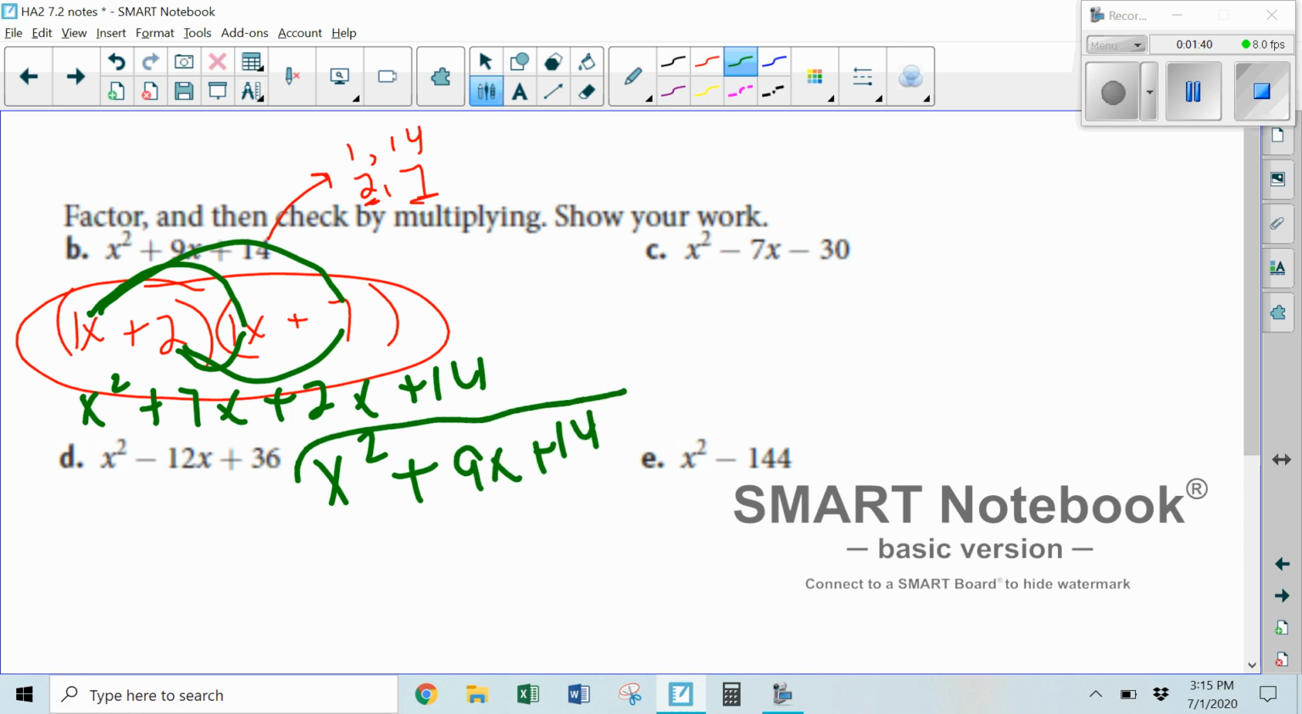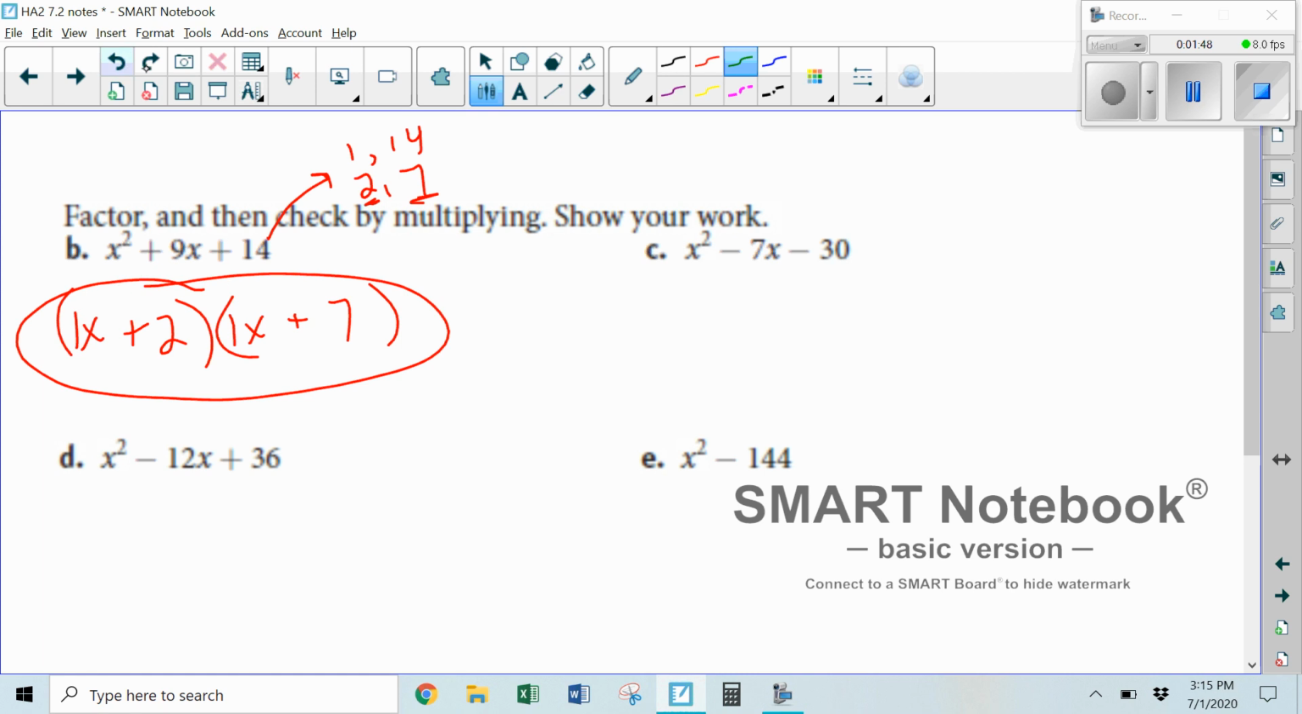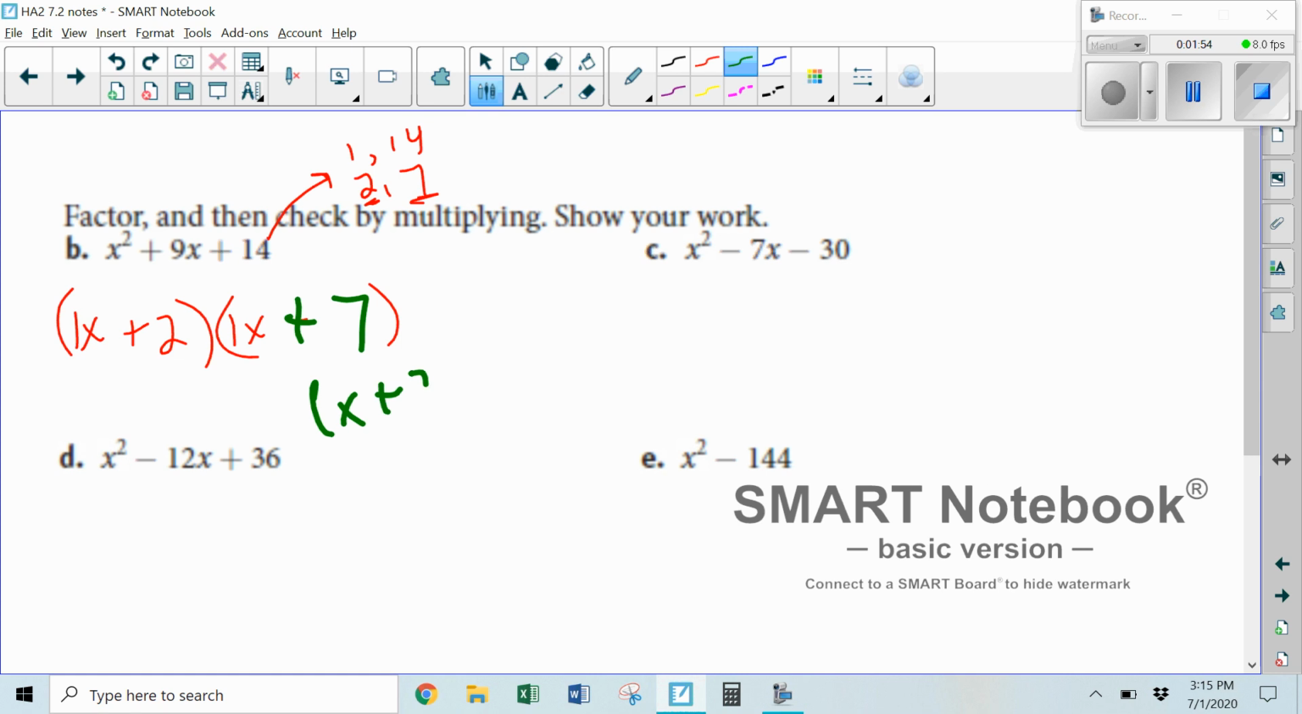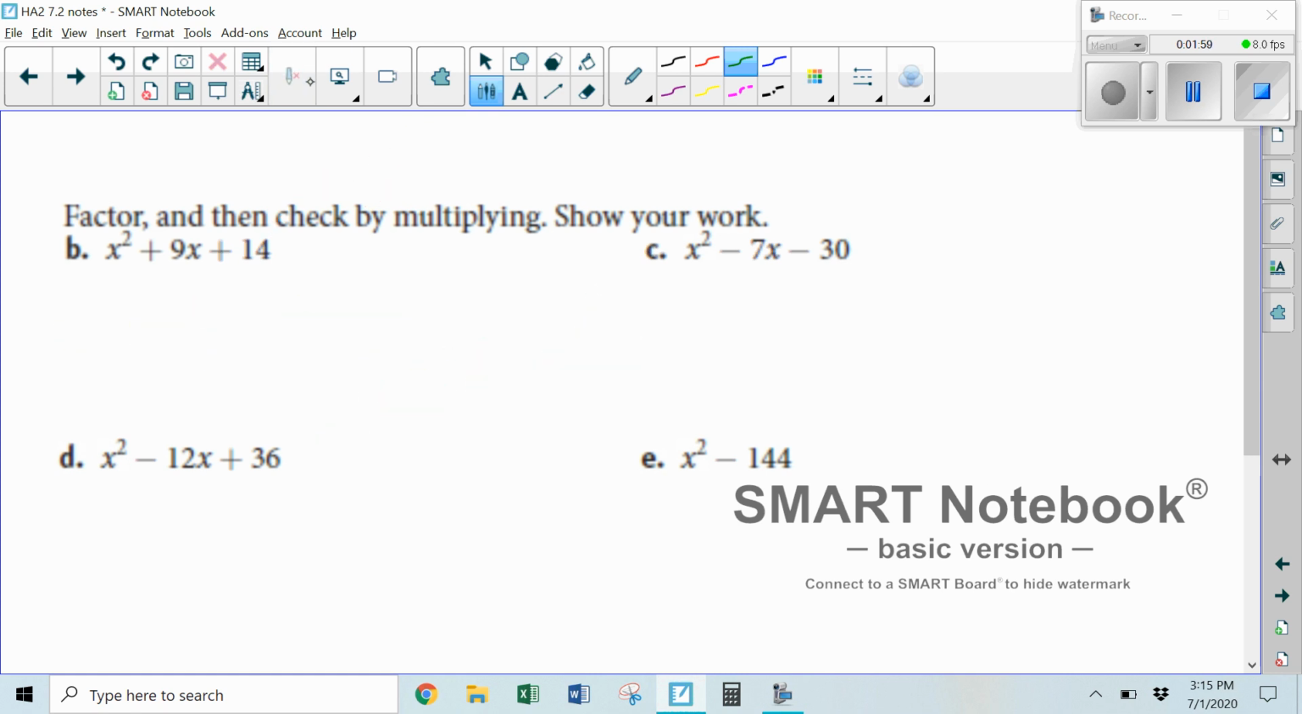Make sure you don't circle this. That's what we started with. You want to circle your factors. There are two factors. They are x plus 2 and x plus 7. So go ahead and pause the video and try C, D, and E.